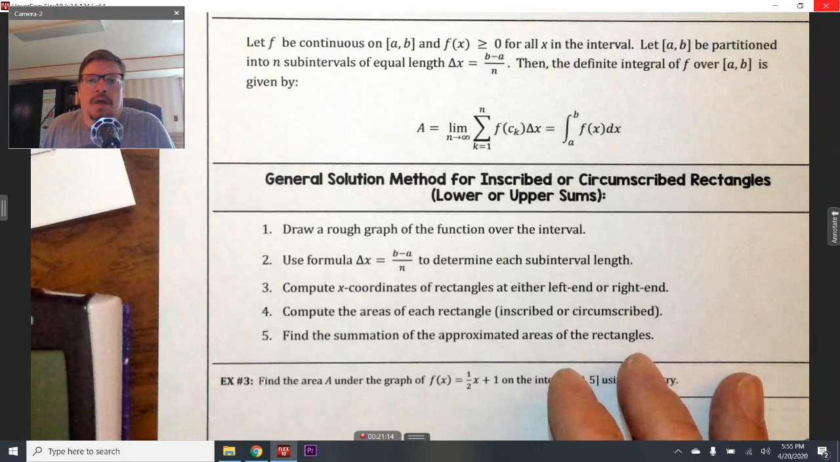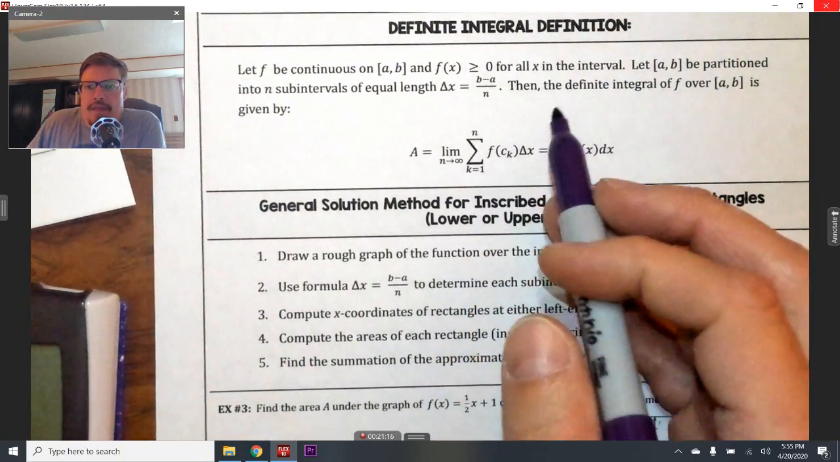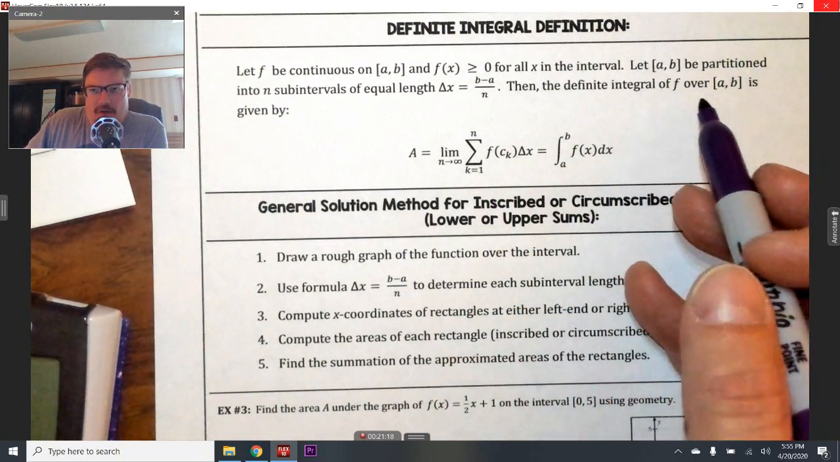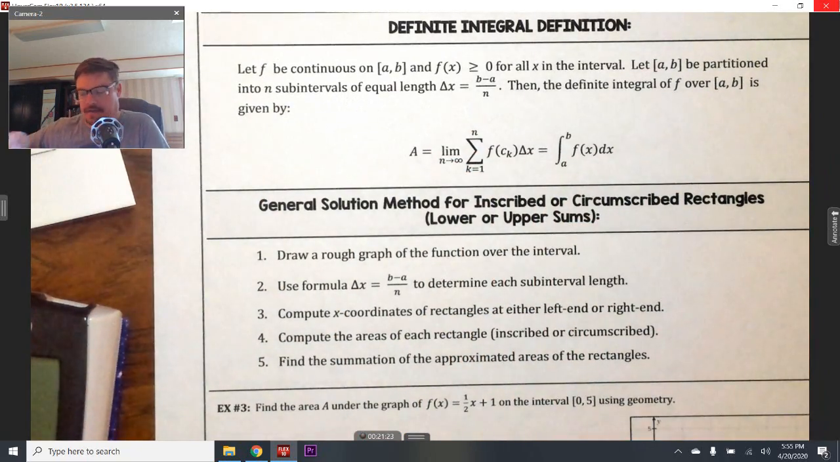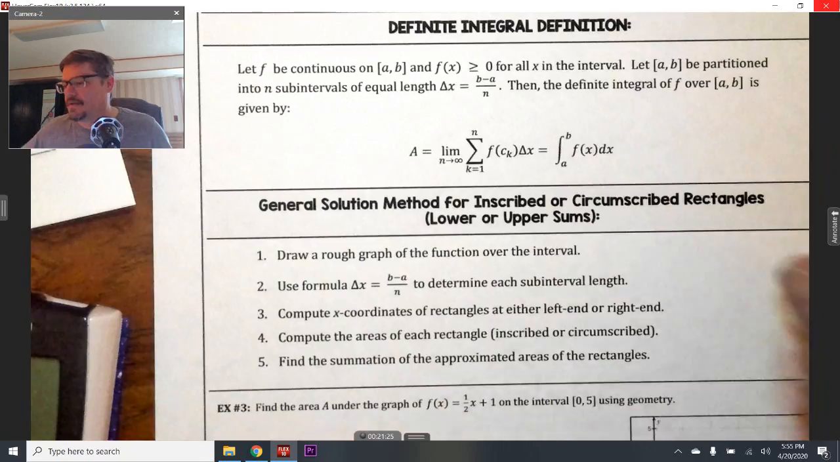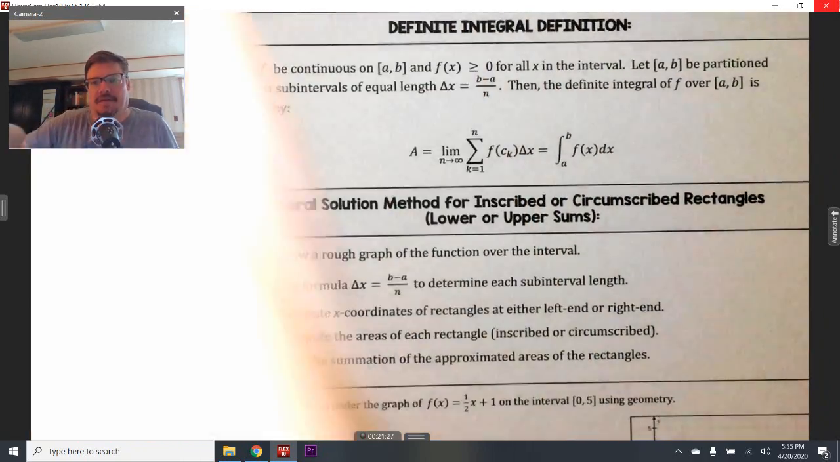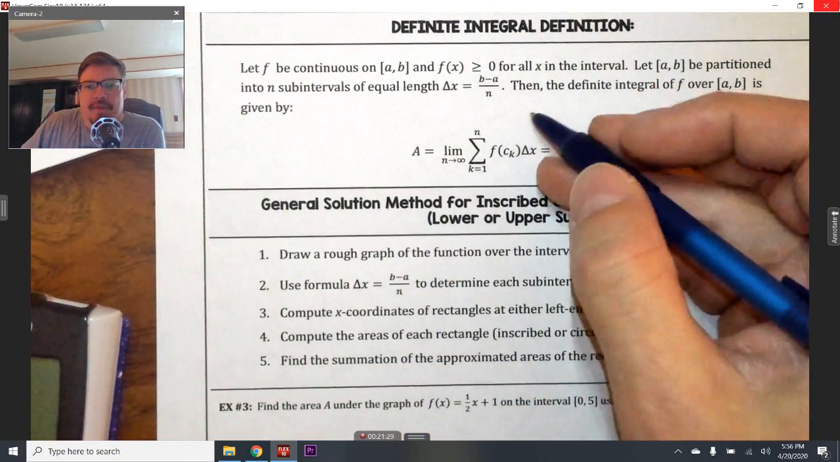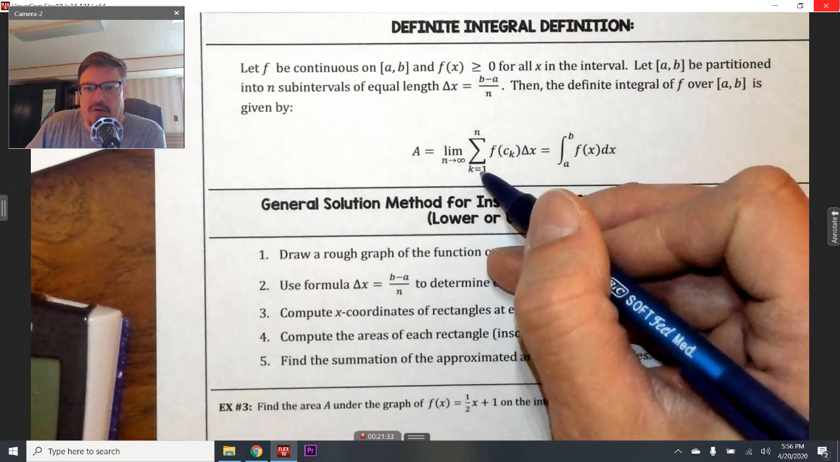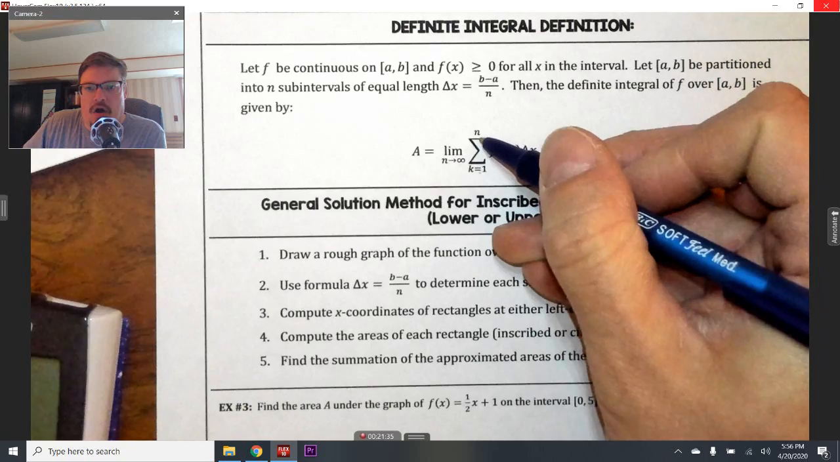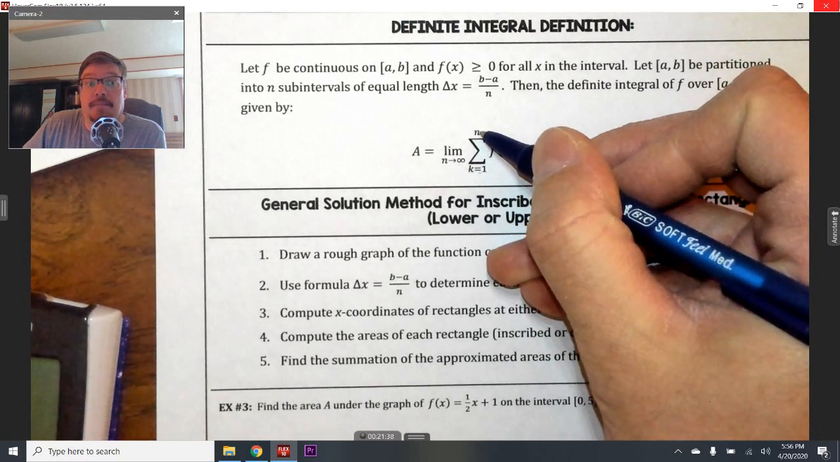So then the definite integral of f over a to b is given by this guy right here. Now it looks like it's kind of swearing at me, doesn't it? Looks like you got the F word there. Now what we're saying is that we have infinitely many rectangles, and we are going from the first rectangle all the way to infinitely many.